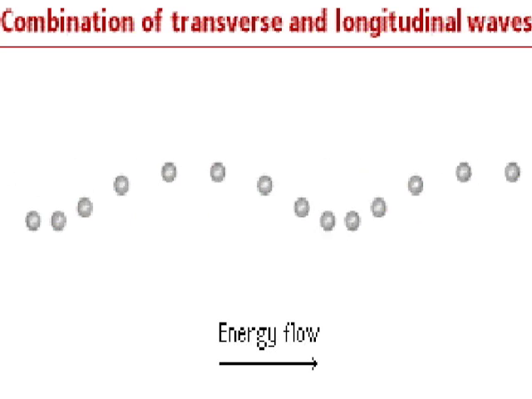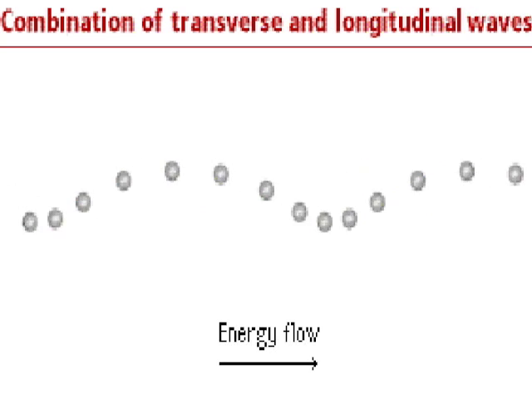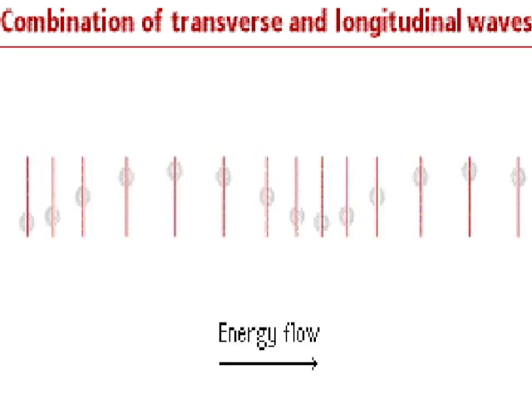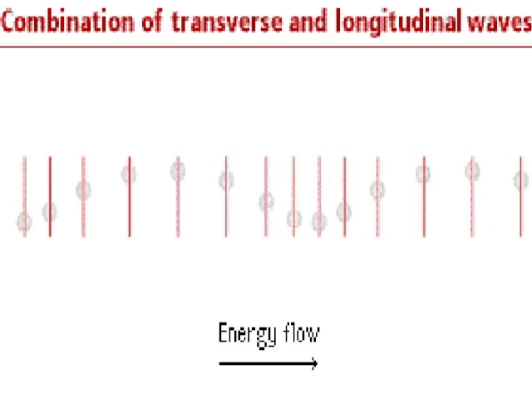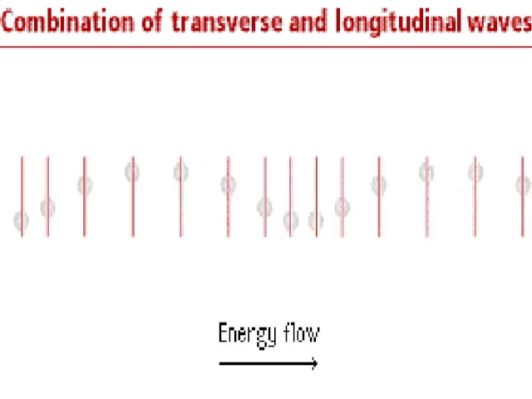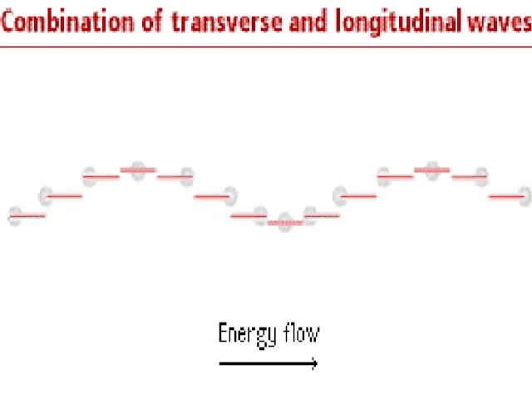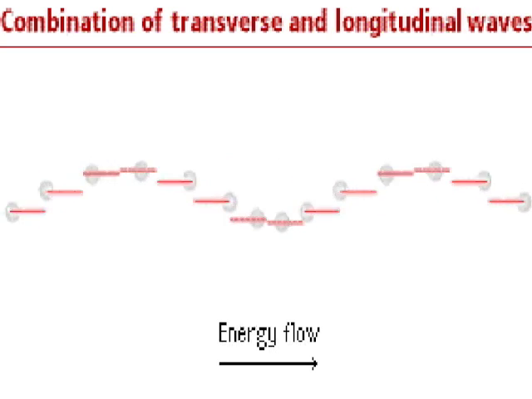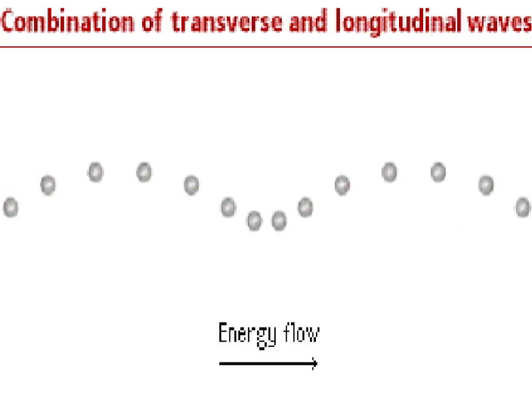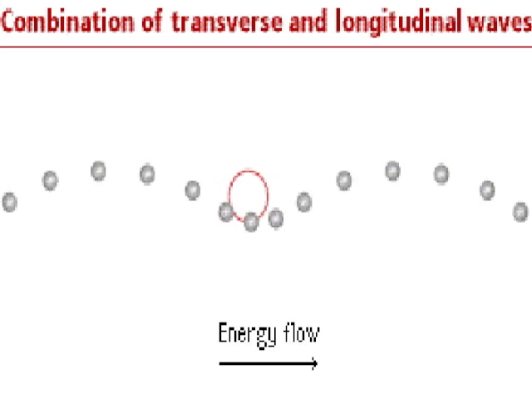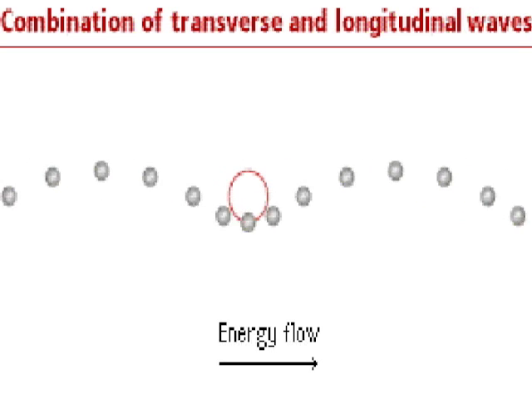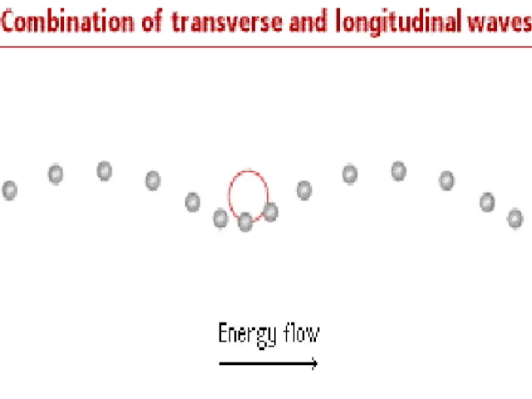A water wave is a combination of transverse and longitudinal waves. The longitudinal compression moves in the direction of the energy flow, and the transverse motion is perpendicular to the energy flow. This combination results in a single point in the wave tracing a circular path.